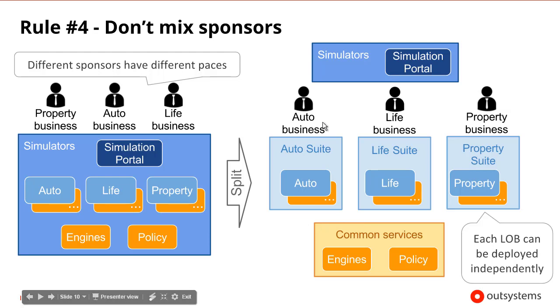So in this case, the auto business would be aligned with the auto application, the life with the life application, and the property with the property application. Each line of business could now be deployed independently, and they would just be sharing the common calculation engines and policies. But this provides more independence because each line of business can determine the rate and the pace at which it needs to update its own sets of functionality.